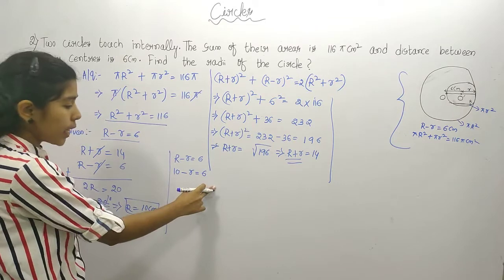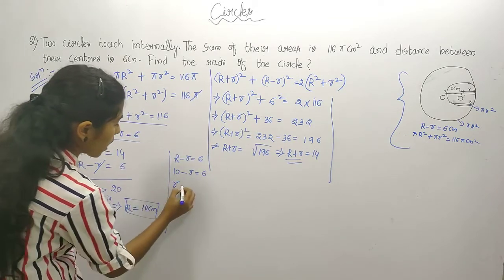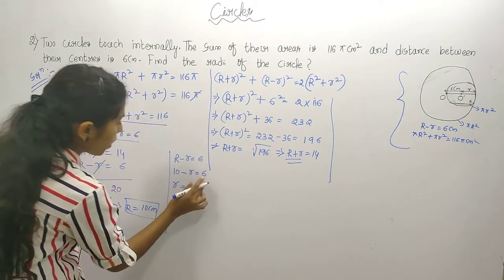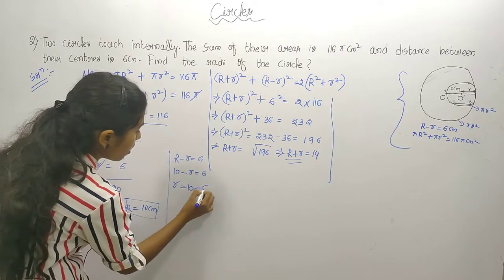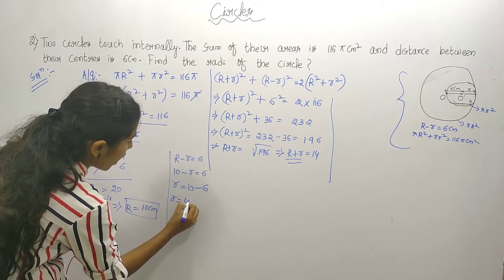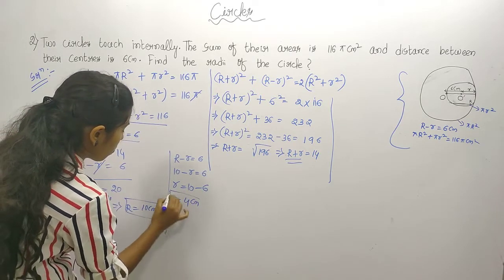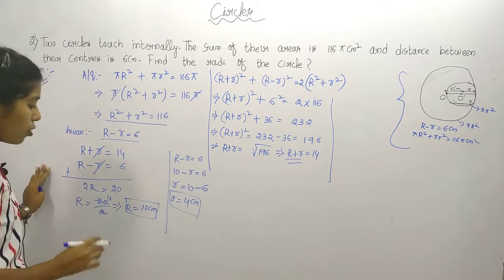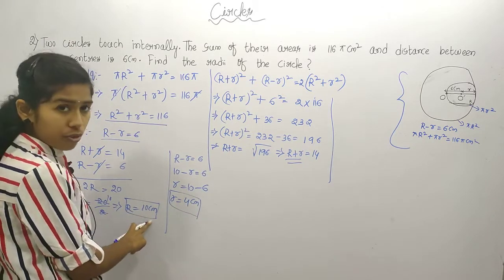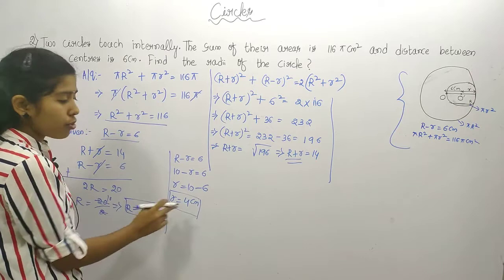Minus r, you take it to the right hand side, it will become plus r equals 10 plus 6. You bring it to the left hand side, so minus 6. So small r equals 4 cm. Okay. So you see capital R equals 10 cm, small r equals 4 cm.